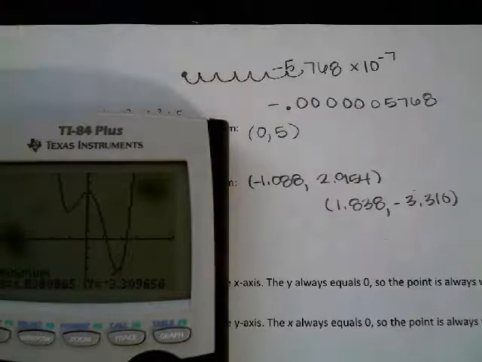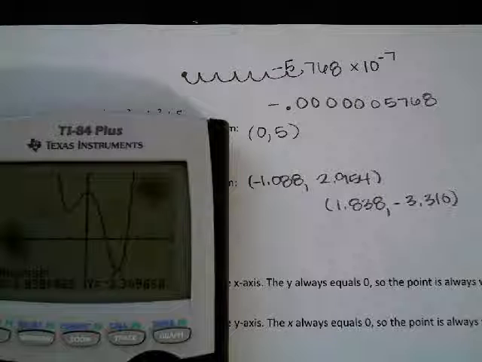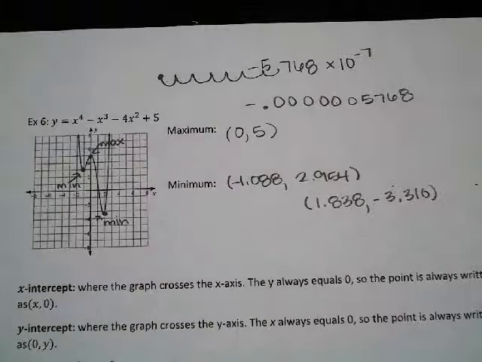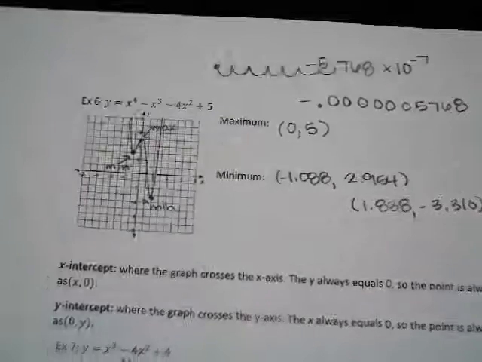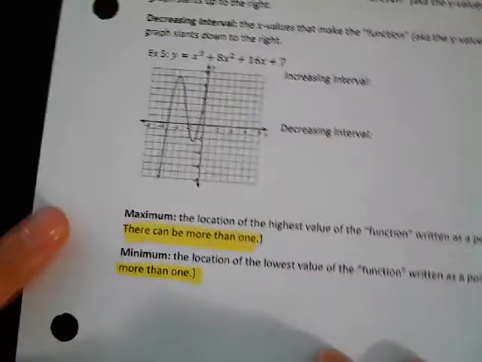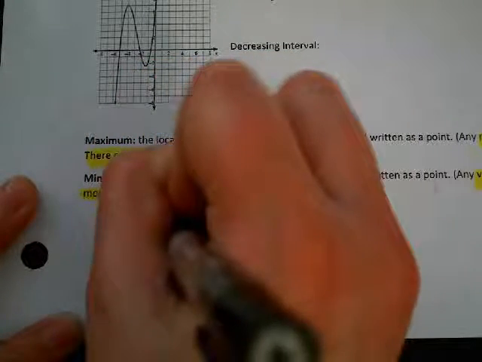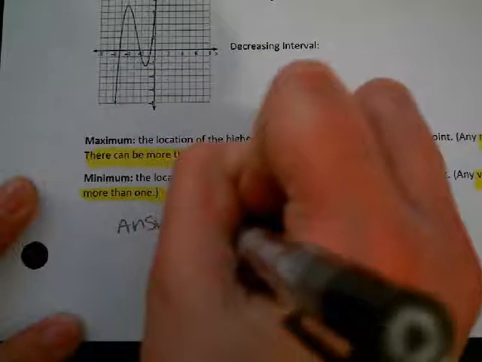Was everyone able to find those minimums okay? All right. Go ahead and take your notes, flip them back over to the front page one more time. So when we write these answers, we are typically going to write them as an x and a y coordinate.